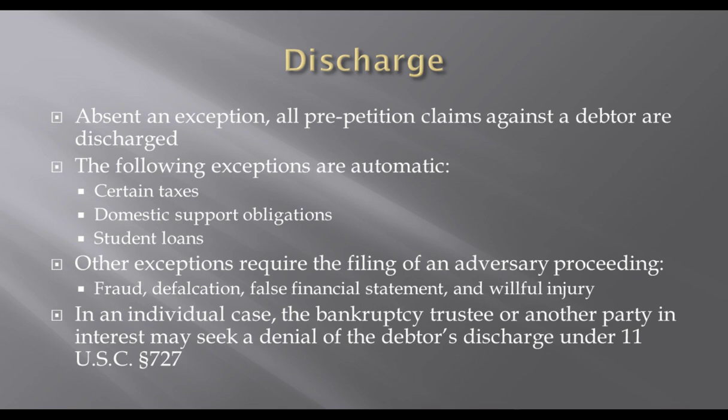And what happens is under 11 U.S.C. 727, a debtor can have their entire discharge denied, and sometimes that has to do with making false statements in the bankruptcy case, making false statements in the bankruptcy petition, failing to disclose the disposal of assets, and those are situations in which the entire discharge could be denied. And as I mentioned earlier, corporate debtors do not receive a discharge, so the discharge only applies to individuals.